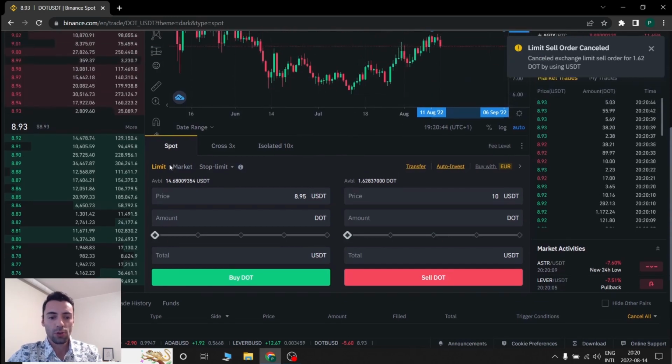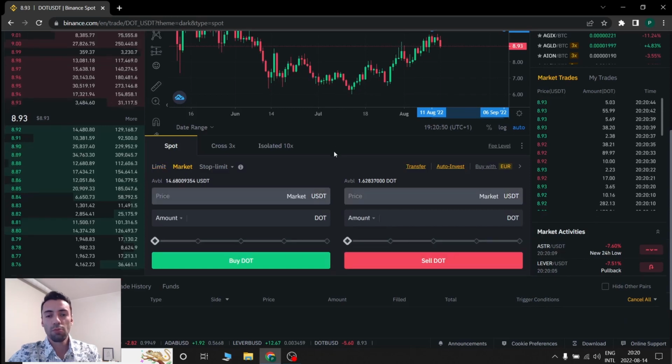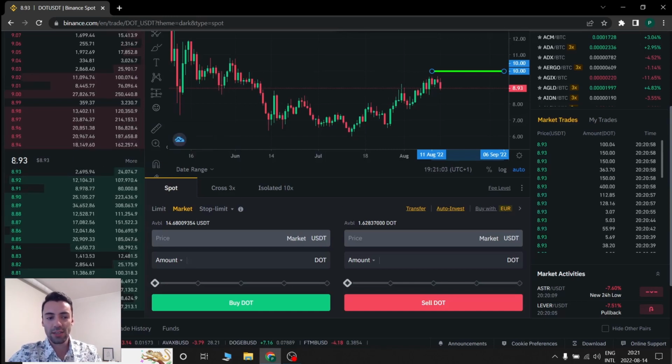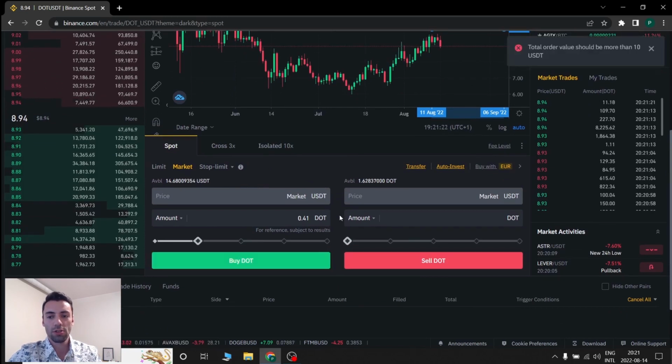So we talked about the limit. Now let's go through the market. In the market, actually, we don't set any price. We will buy or sell that crypto or token exactly at the moment, with the latest price, which is here. So it's 8.93. For this USDT, I want to, for example, buy 25% here, which will be 0.41 token of Polkadot, and if we buy, it's done.